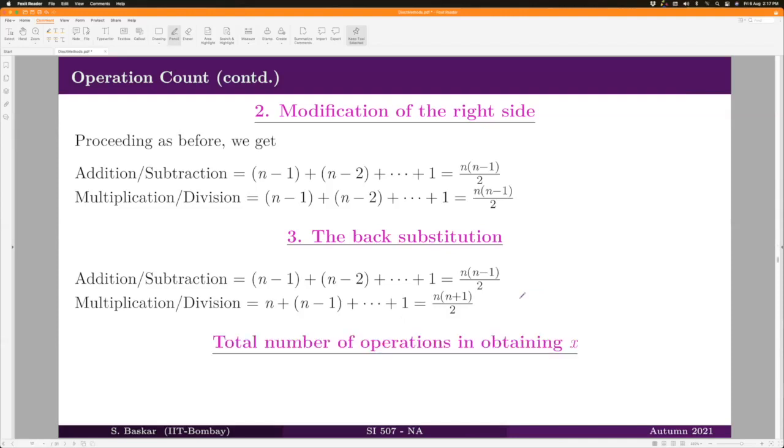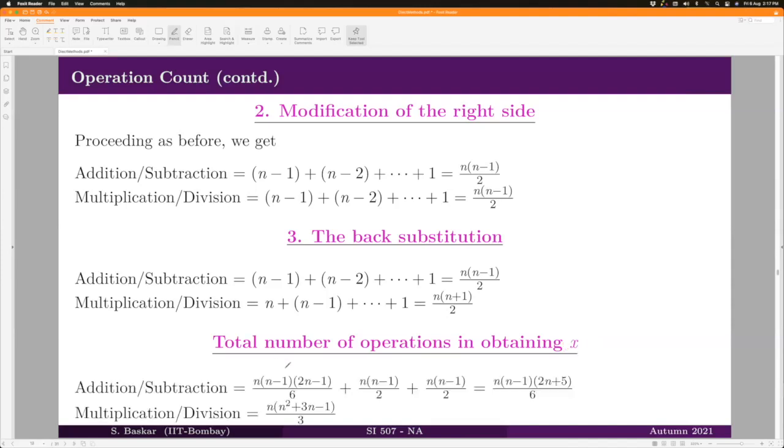Now coming to the total number of operations involved in obtaining the solution. How much is that? It is nothing but the sum of all the operations that we have counted so far, right? Now, in the elimination part, we have counted the number of addition and subtraction like this. In the right hand side modification part, we have counted like this. And in the back substitution, we have counted like this. That simplifies to this form. And similarly, the multiplication and division both combined together comes to this much. Just add them all and simplify them. That's all. Now, what do we infer from this result?